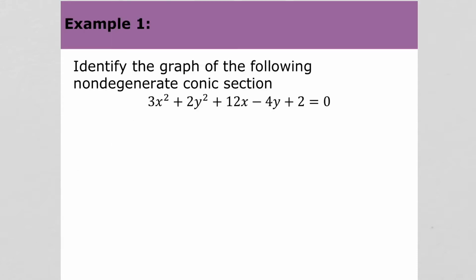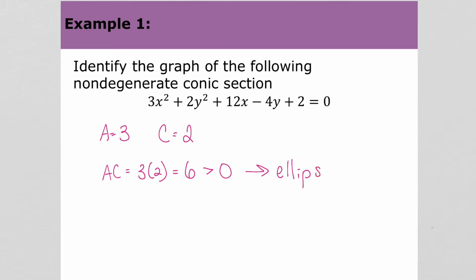So let's look at a few examples of this. In this case, a is 3 and c is 2. So a is not equal to c, so we don't have a circle. So we're going to multiply. A times c will be 3 times 2, or 6. Since 6 is greater than 0, then that means that we have an ellipse.